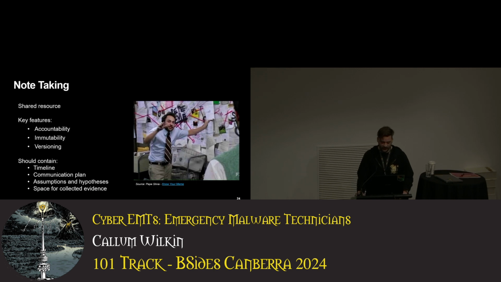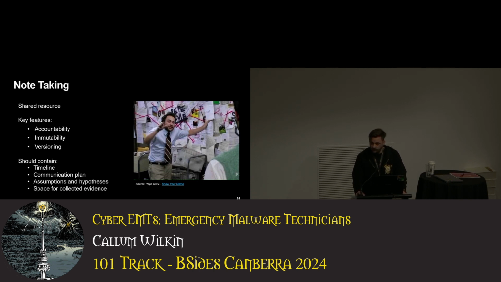So next is note-taking. Our investigation is incomplete if we can't collaborate and share our findings in an effective way. The best way to support this without losing too much time is good but simple note-taking in a shared resource. This can act as a single source of truth for tracking the event, and it should have accountability, immutability, and versioning. Essentially, we need to know how the notes have changed over time and who made those changes.